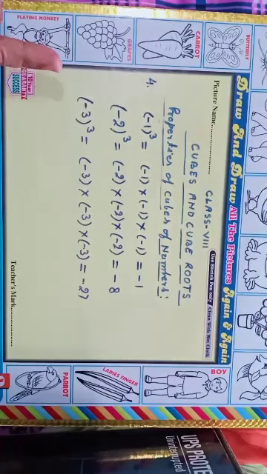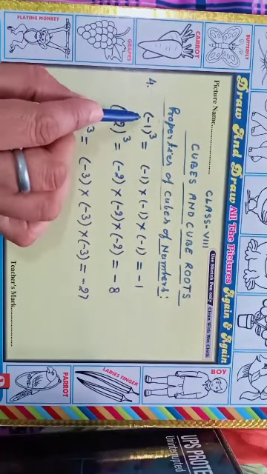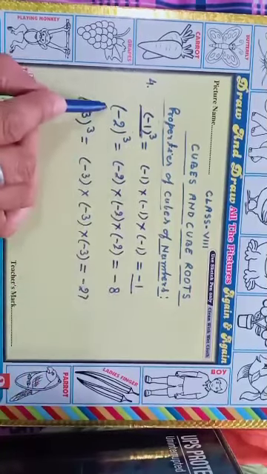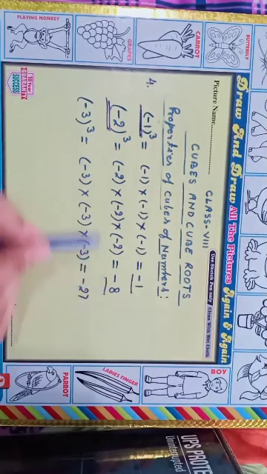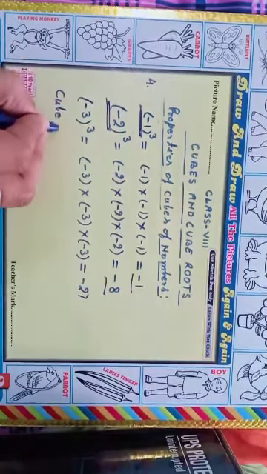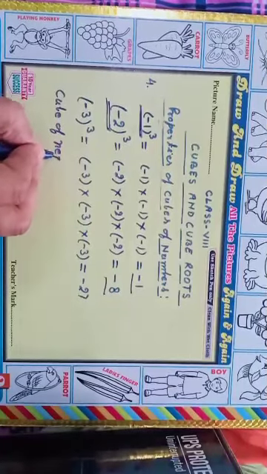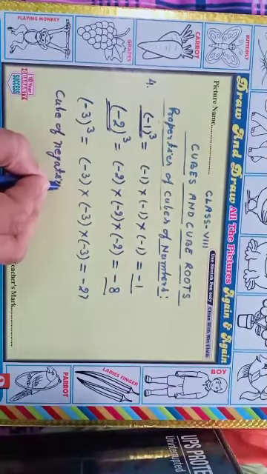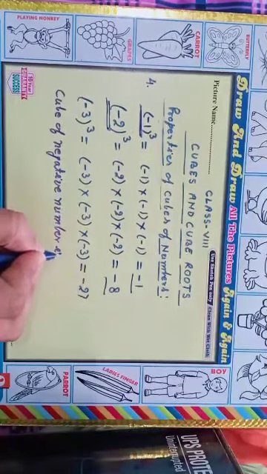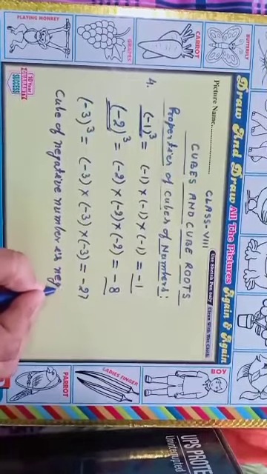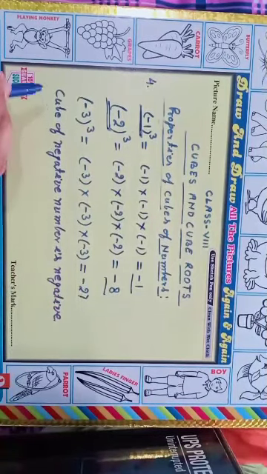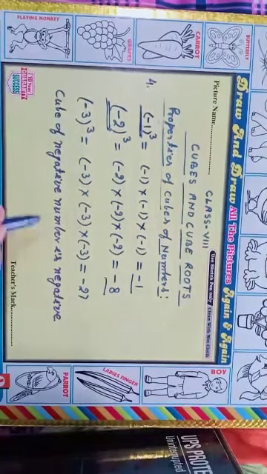Now see the example: the cube of a negative number is negative. This is the fourth property: the cube of a negative number is negative.